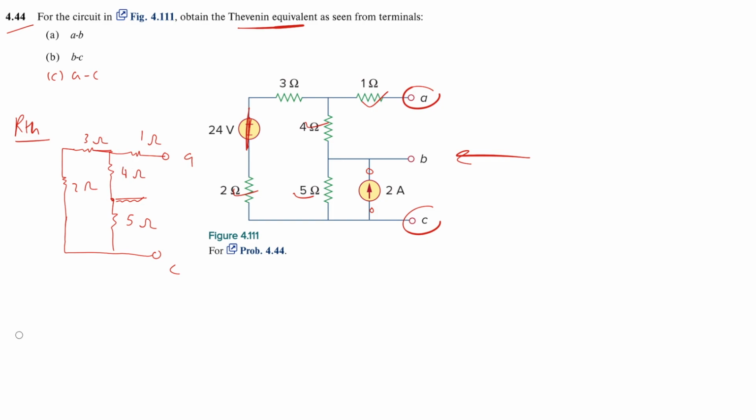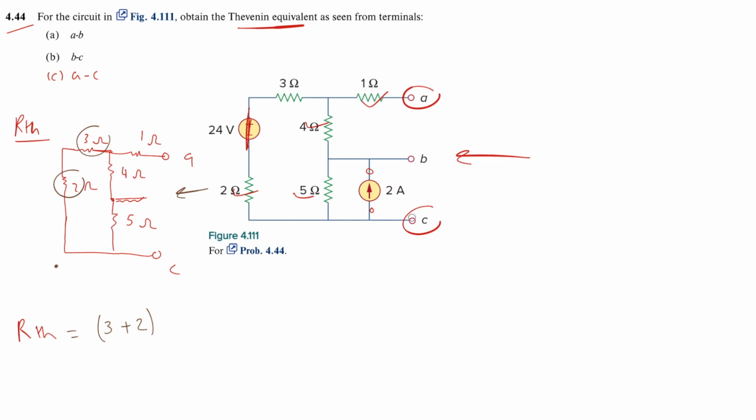So what is RThevenin? You can see that these two are in series. Again, when we're doing R equivalent or RThevenin from the terminals, when we start combining resistors, we look from the furthest end, which is here. So these two are in series, so RThevenin equals 3 plus 2, and then these two are also in series, right?